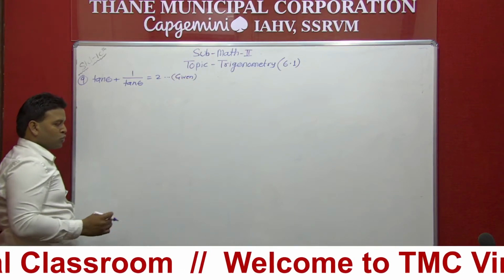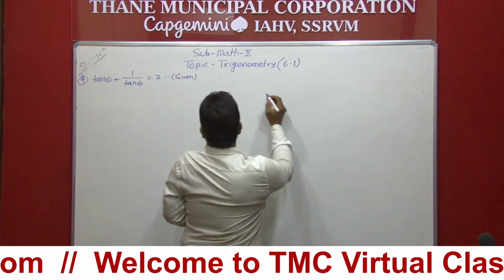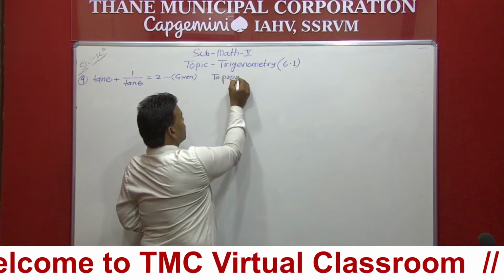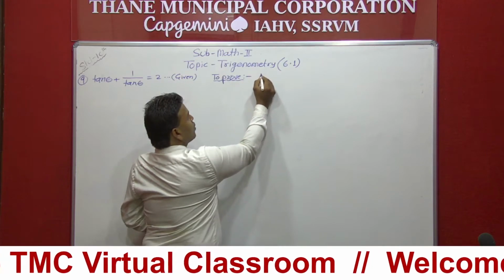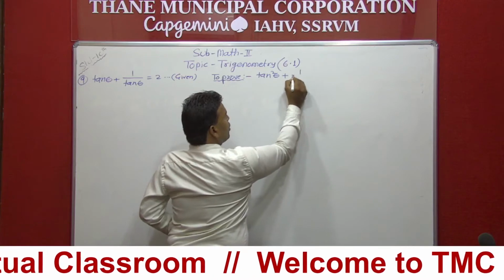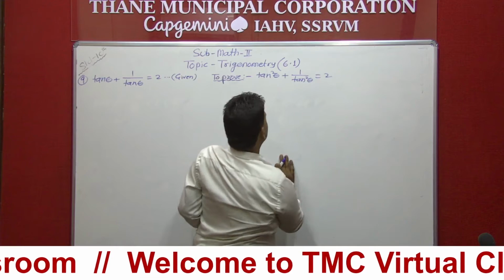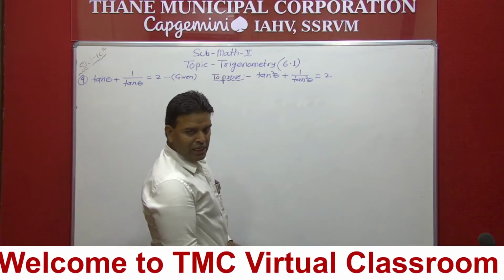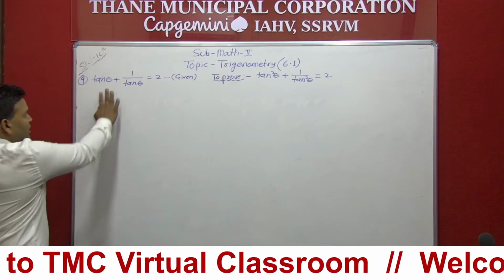And what we are supposed to show, I will write down here. We are supposed to show, you have to prove, tan square theta plus 1 upon tan square theta is equal to 2. This we have to find out. Here we have to show that tan square theta plus 1 upon tan square theta is equal to 2. So let us start the question from the given part.